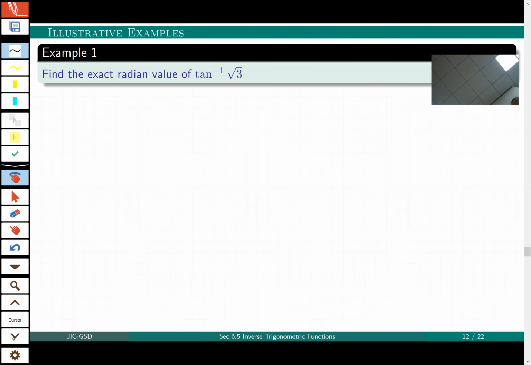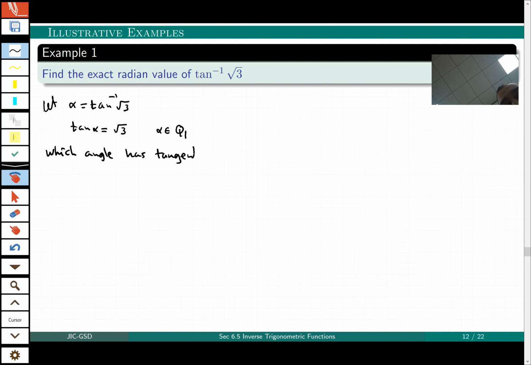Going to practical questions, all the time we will call it any letter. Let's say let alpha be tan inverse of root 3. That will mean tan alpha is equal to square root of 3. And since it is positive, alpha must be in quadrant number 1. So actually we are answering this question: which angle has tangent equal to root 3?